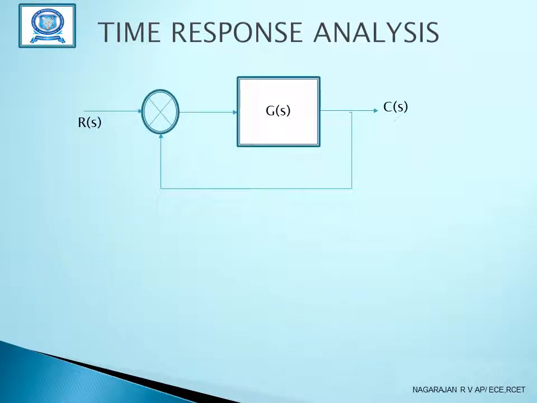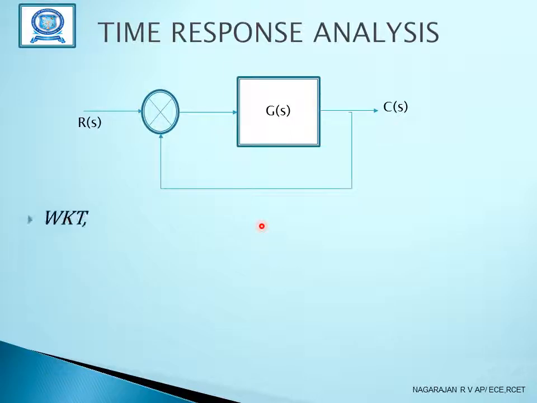So from this problem, we need to draw the closed loop transfer function system. Here the input is R(s), that is the unit step input, the open loop transfer function is G(s), and the closed loop feedback is unity, 1, and the output is C(s). So from this problem we draw the graphical representation of the closed loop transfer function.